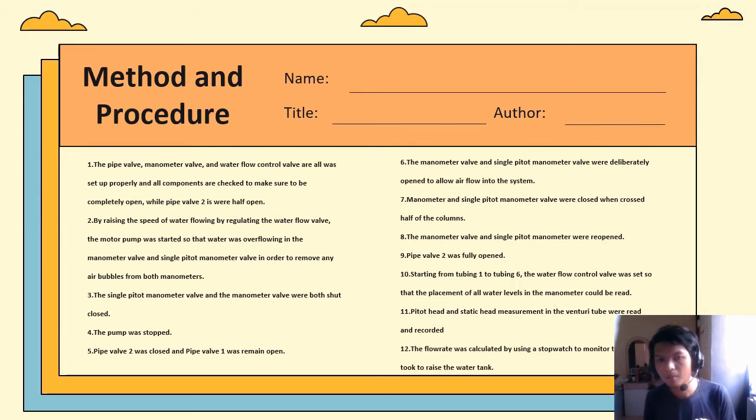The next step, starting from tube 1 to tube C, the water flow control valve was set so that the water level in all the manometers could be read. The 11th step is that the pitot head and static head measurements in the venturi tube were read and recorded. Lastly, the flow rate was calculated using a stopwatch to monitor the rise of the water in the tank.